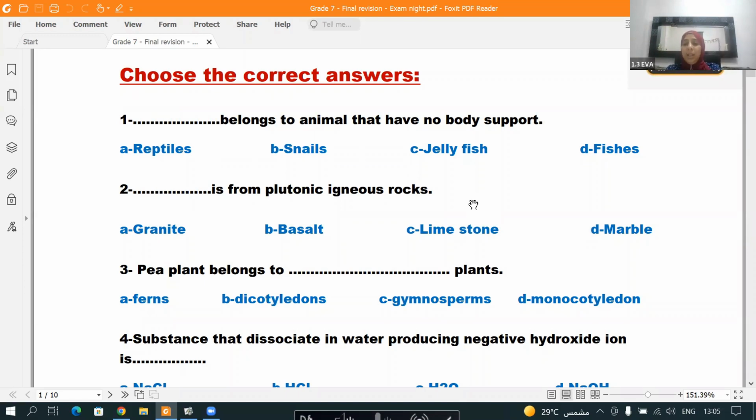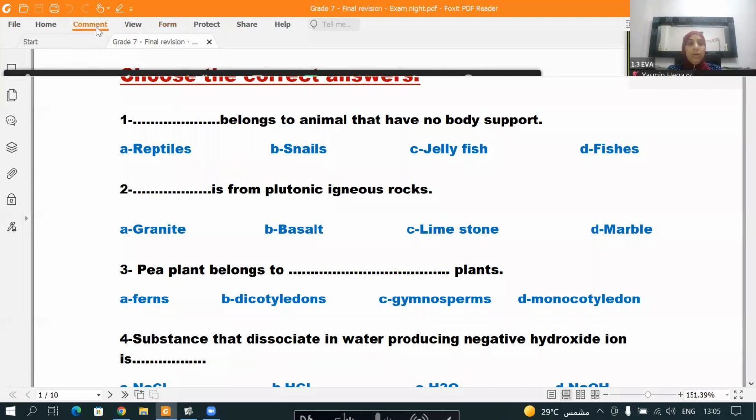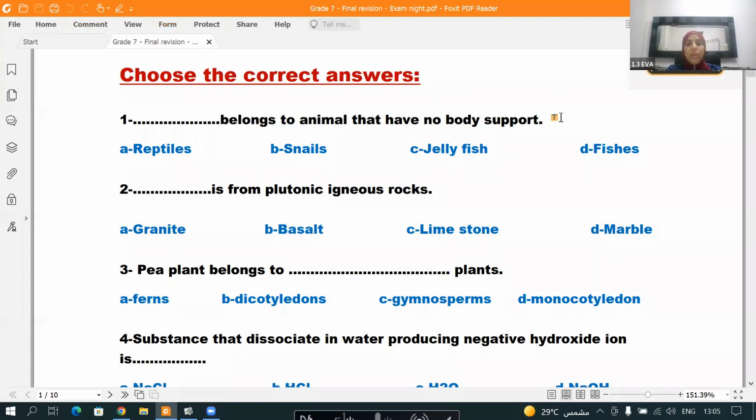Or the snail and mussels, okay, they have an outer shell. And we have some animals that have both the internal and outer support. Like what? Like the aquatic turtle, they have an internal skeleton because they are reptiles, and at the same time they have an outer hard, strong shell in order to protect the body. So the answer here, guys, will be the jellyfish. Okay, I'm going to answer them now to make it ready to send to you after the session.